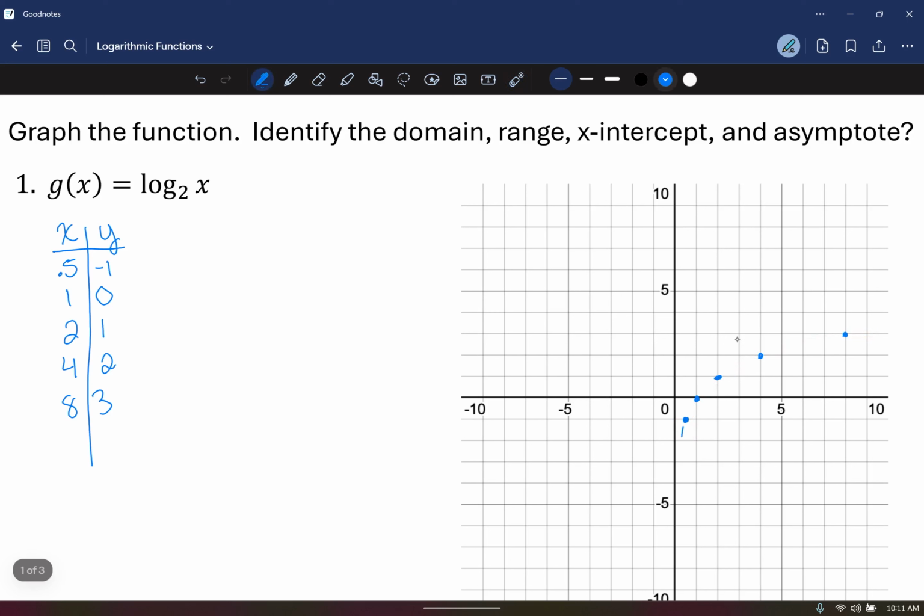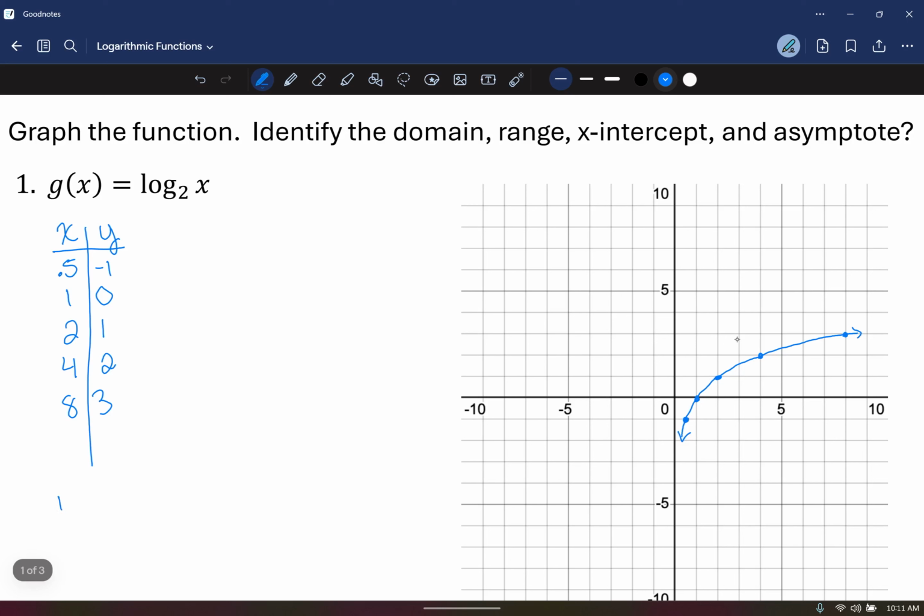So when you draw this in, you can start just a little before that right there. And just make sure you don't touch or cross your vertical asymptote there.